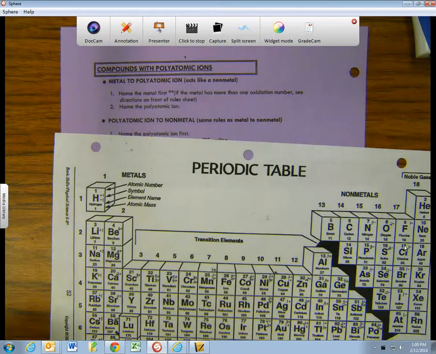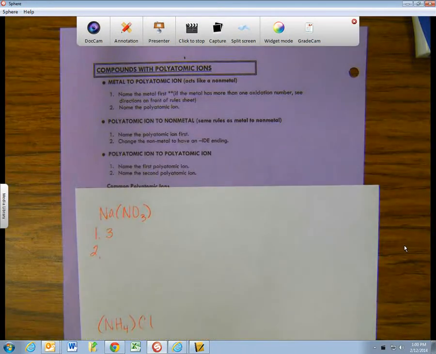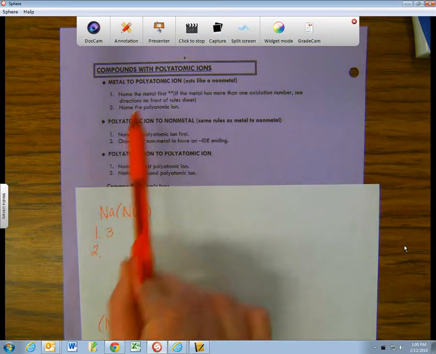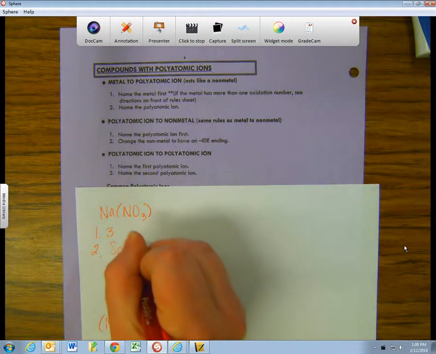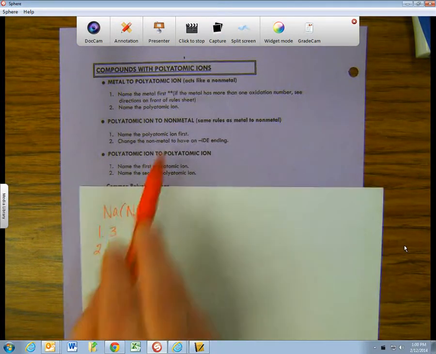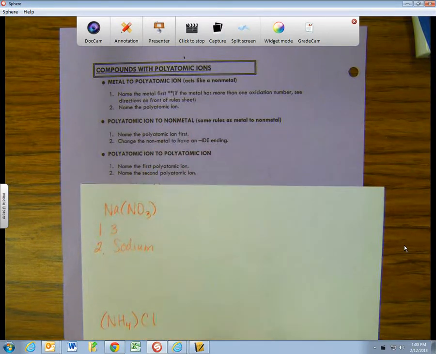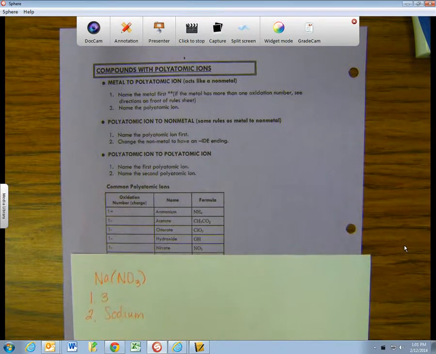All we have to do is name our metal first, which is sodium, and then we have to name the polyatomic ion, which if you look down here, NO3 is nitrate. So I'm going to write sodium nitrate, and I am done.